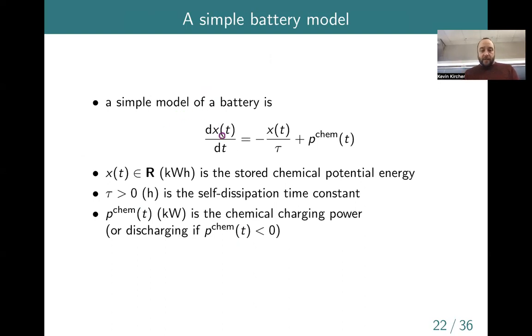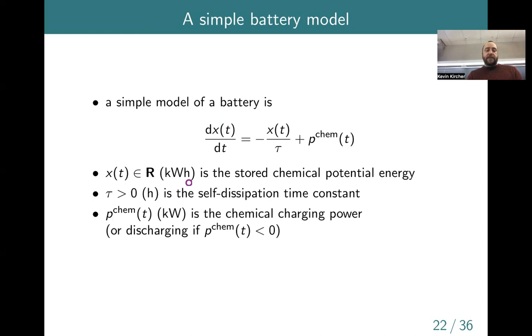So a simple battery model is just dx/dt on the left-hand side equals negative x over tau, plus the chemical charging or discharging power. Here P_chem is to distinguish from P_electrical. We'll talk more about how all this works physically in a lecture on batteries in maybe a week or so. But just think of this as the charging power, essentially the rate at which you're putting energy into the battery. If this is negative, then you're pulling energy out of the battery, discharging.